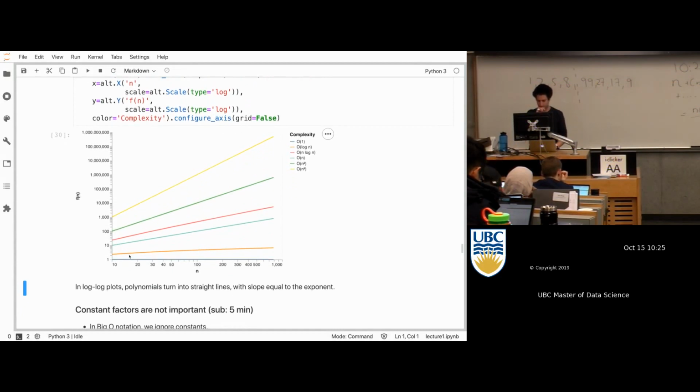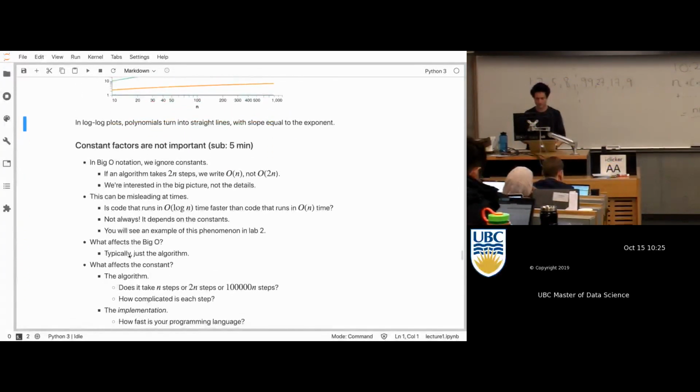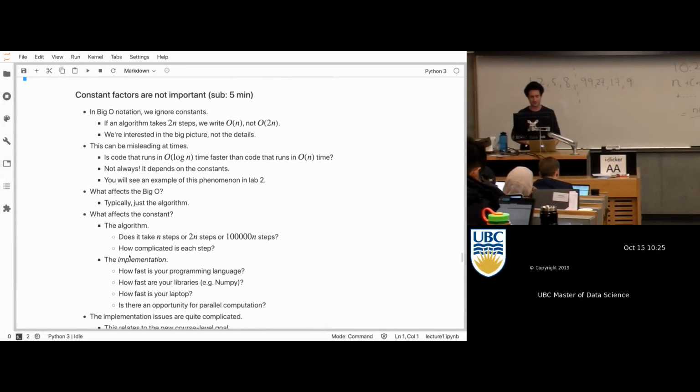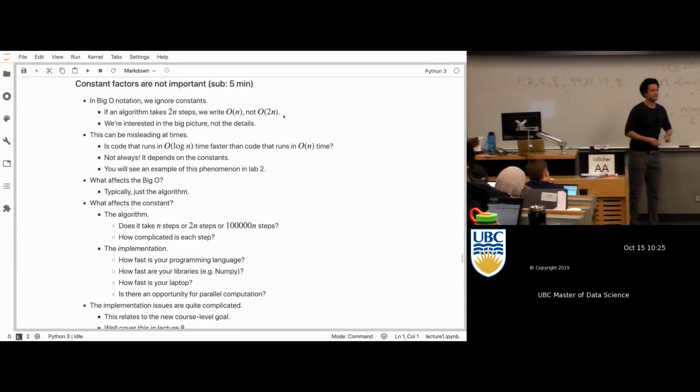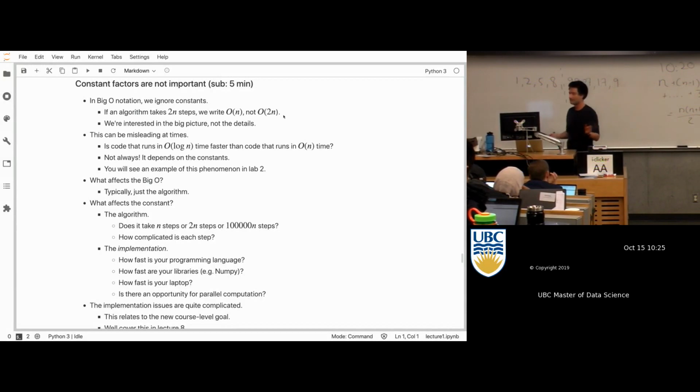Okay, so that's that. The next thing I wanted to say, which we've already talked about, is that constant factors are not important. That was Rock's question. If an algorithm takes 2n steps, we write big O of n, not big O of 2n, because those both grow in the same way, and so for our purposes, it's just not worth making that distinction.